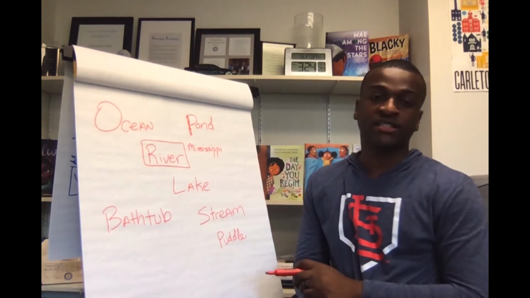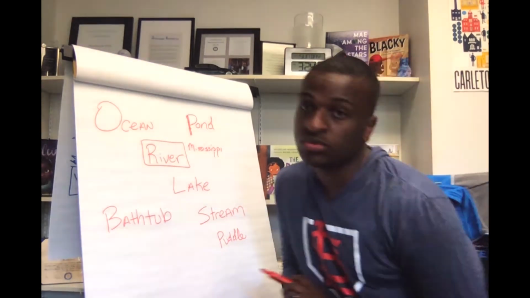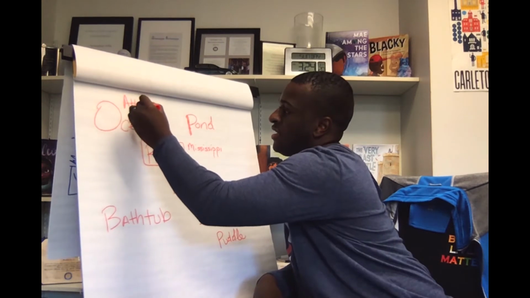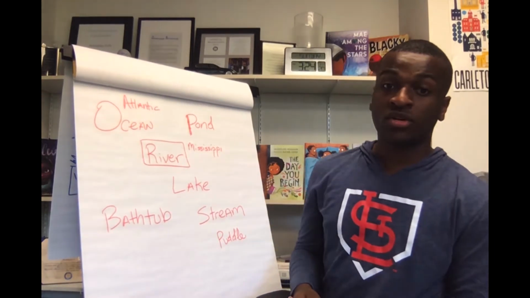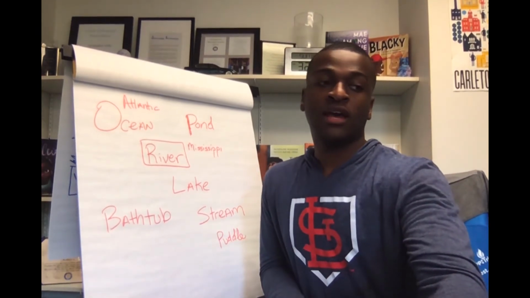M-I-S-S-I-S-S-I-P-P-I. The Mississippi River is a really big one. Another ocean, the ocean that we're closest to, is the Atlantic Ocean. A-T-L-A-N-T-I-C. The Atlantic Ocean, which is the name of a really big ocean on Earth. And there's so many of them.